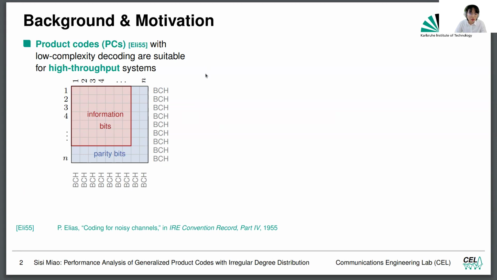The advantage is that if we arrange the bits in this way, we can use iterative decoding in a very low complexity manner because of the low complexity decoding algorithm of the component code and also because of the low amount of message passing. This is why they are widely used in high throughput systems.